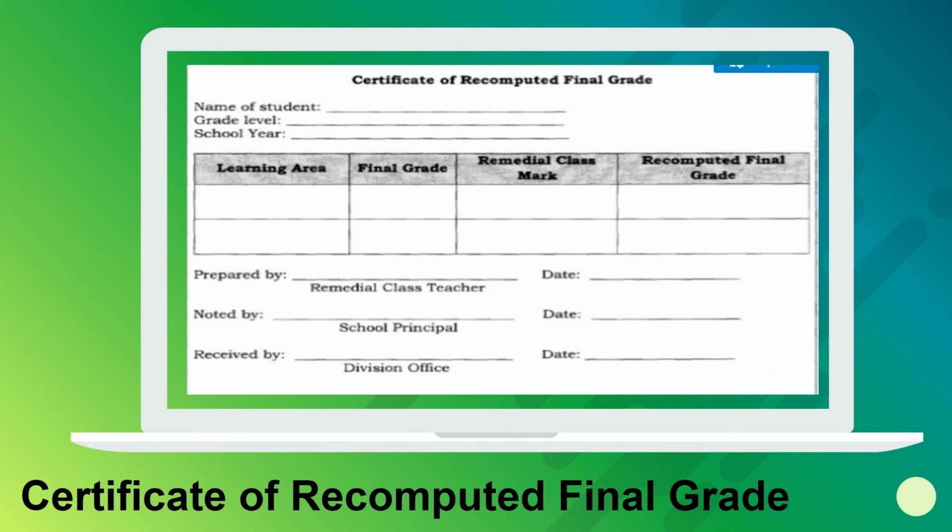This is the format of the certificate of the recomputed final grade. It must have the signature of the remedial class teacher and the school principal.